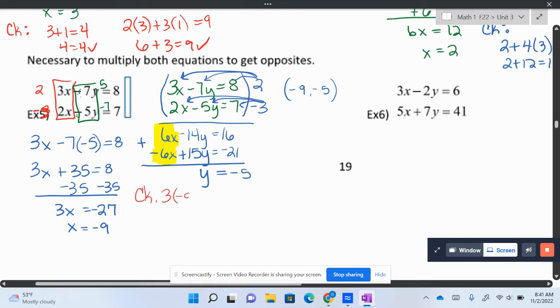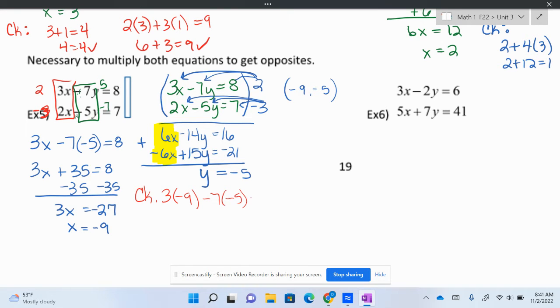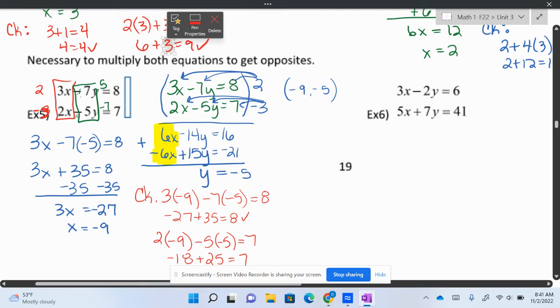3 times negative 9 minus 7 times negative 5 equals 8. Well, that says negative 27 plus 35 is 8, and that is true. 2 times negative 9 minus 5 times negative 5 equals 7. That says negative 18 plus 25 equals 7, and that is also true.